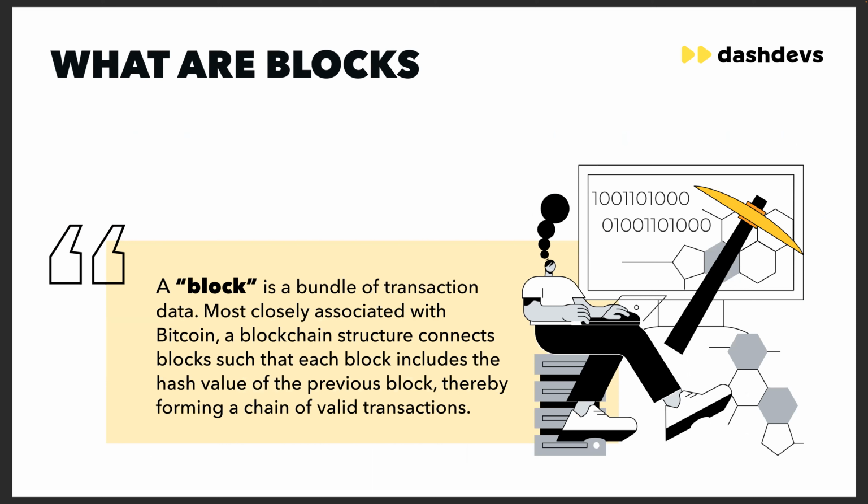So what is a block? A block is a bundle of transaction data. It's almost anything that you would like to put into the system, you can put it into the block itself. Most closely it's associated with Bitcoin. For most people, blocks are a part of the Bitcoin network. The blockchain structure connects blocks such that each block includes the hash value of the previous block. So you always know who is the previous in the network, and this way it is protected from fraud.